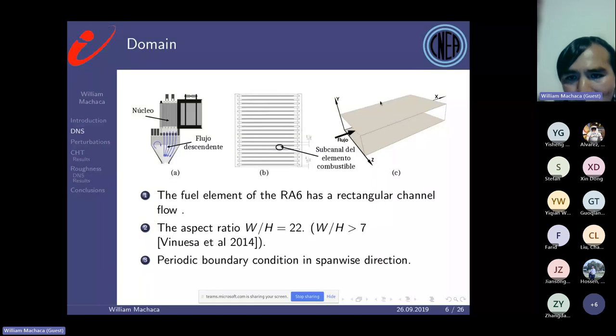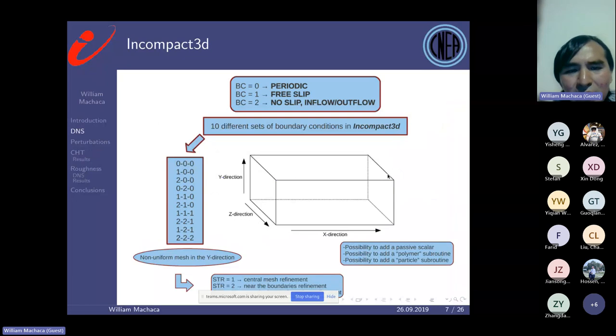Then we have this simple domain, this rectangular channel, to make our numerical simulations, where X is the streamwise direction, Y is the wall-normal direction, and Z is the spanwise direction. As the numerical tool, we use the Incompact3D code. This code solves the Navier-Stokes equations in a rectangular domain, and it has the capacity to impose different boundary conditions. Also, this code is user friendly and solves the Navier-Stokes equations with high precision using high-order compact finite difference schemes and is parallelized under the MPI paradigm.